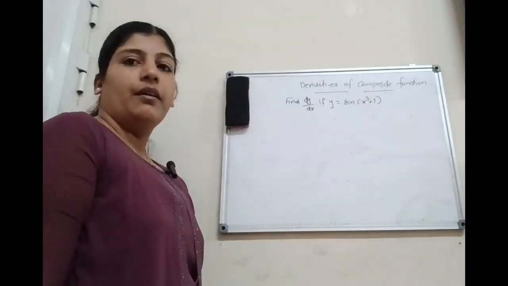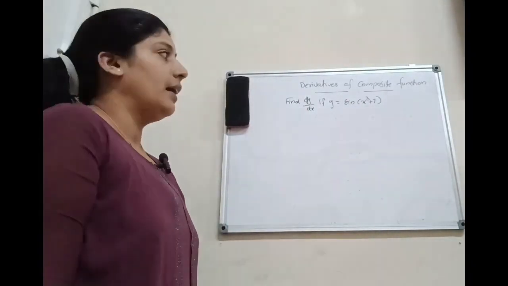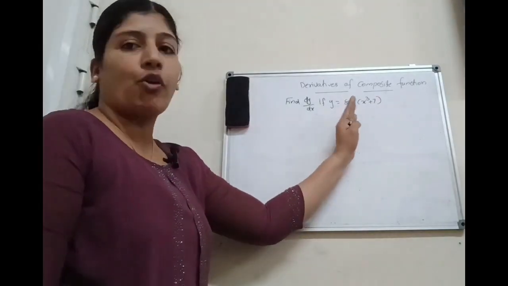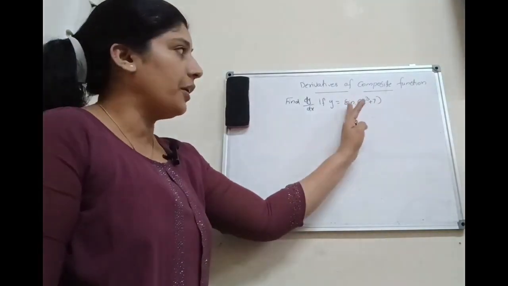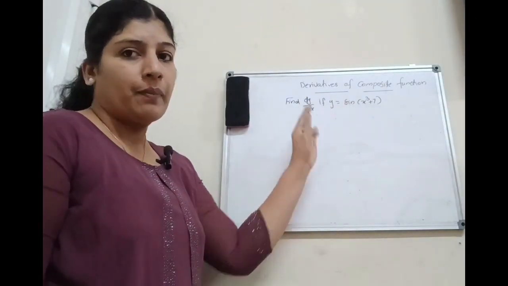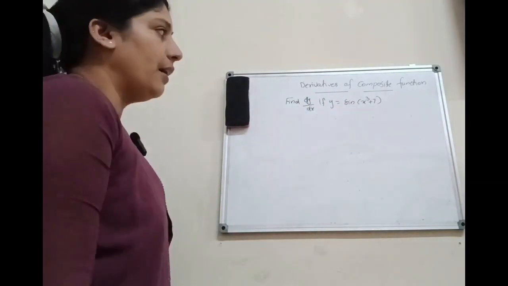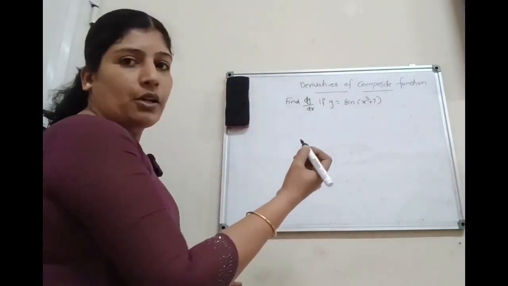Next, consider the question. Find dy by dx if y equal to sine of x cube plus 7. That is, here the function y can be expressed as the composition of two functions. The first one is a trigonometric function, and the second one is a polynomial function. Then how can we find out the derivative of y with respect to x?